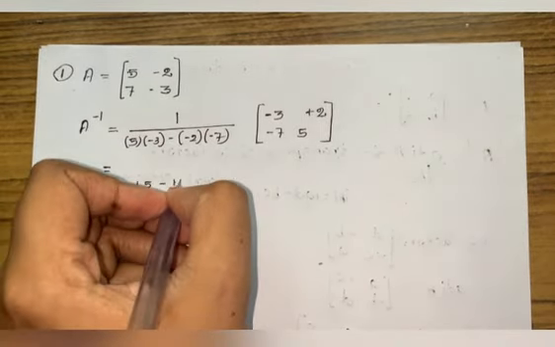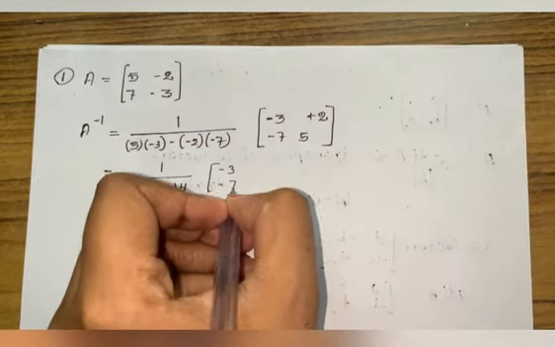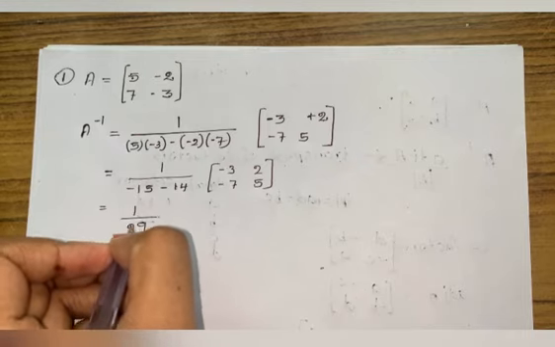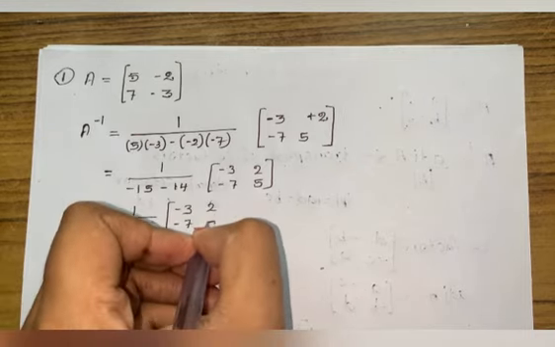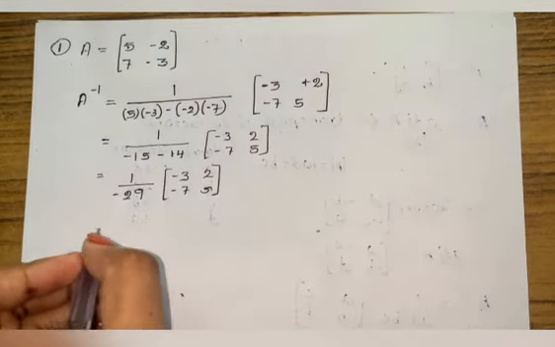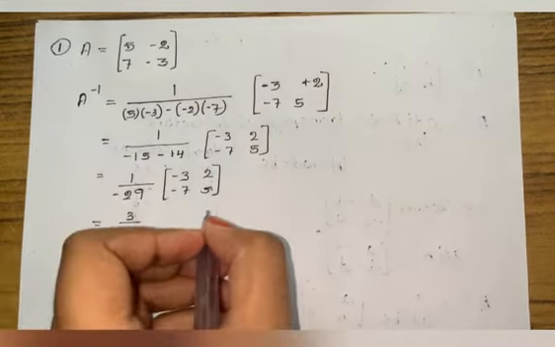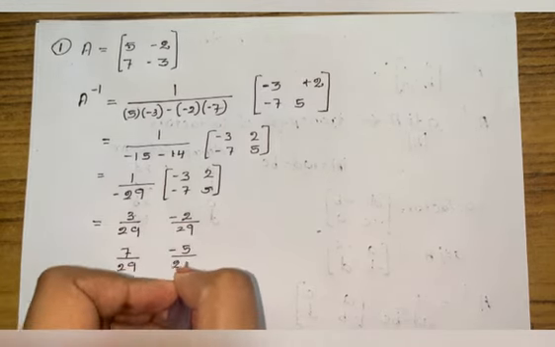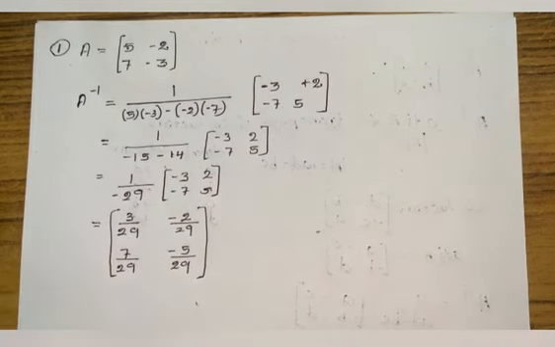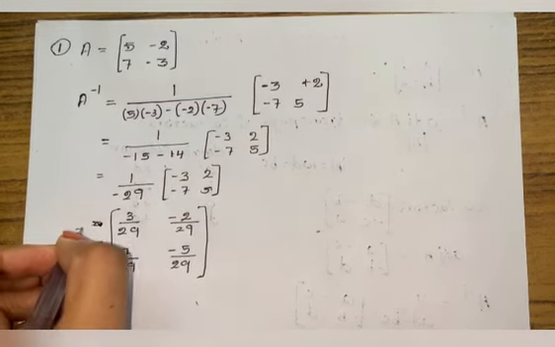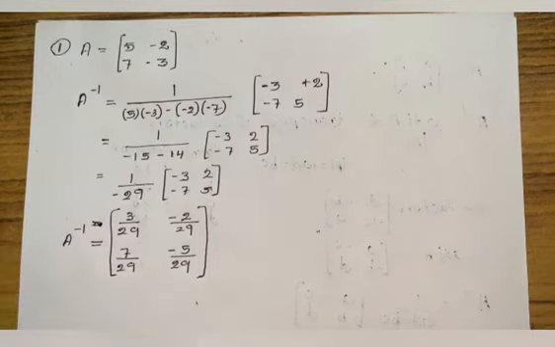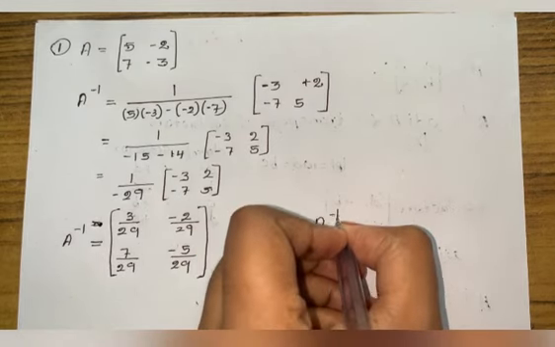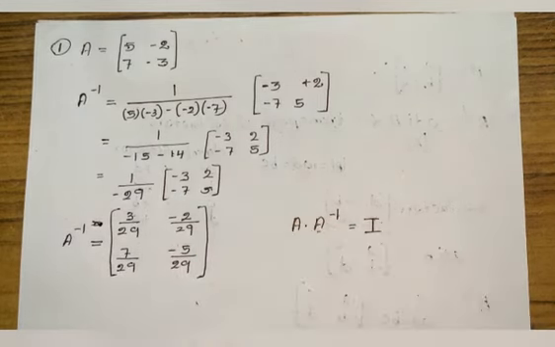So the determinant is minus 15 minus 14, so the inverse equals 1 over minus 29 times the adjoint, and we simply multiply that. So 3 by 29 and minus 2 by 29, 7 by 29 and minus 5 by 29. This is our A inverse. To cross check whether you have gotten the correct answer or not, you can use this one: A into A inverse is an identity matrix.